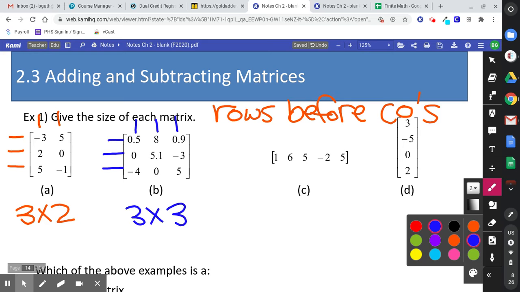It's rows before columns. So we look at example C, 1 row and 1, 2, 3, 4, 5 columns. That's 1 by 5. And then example D, 1, 2, 3, 4 rows and only 1 column. So that would be 4 by 1.